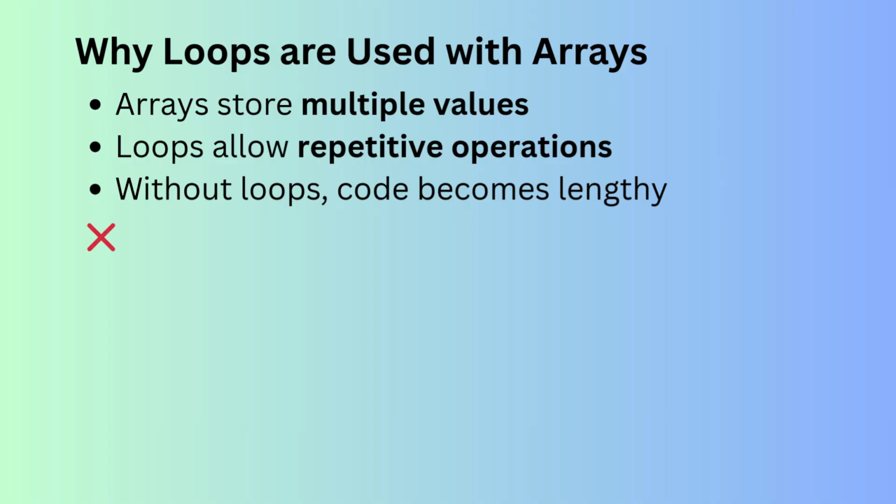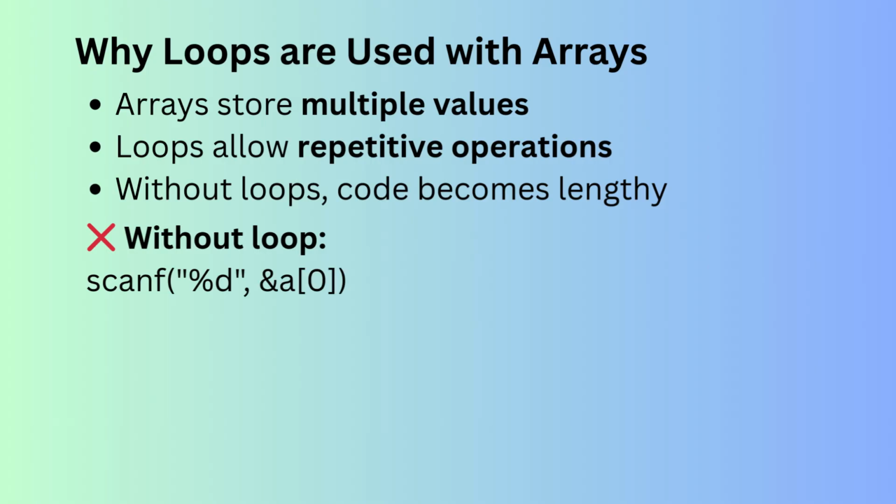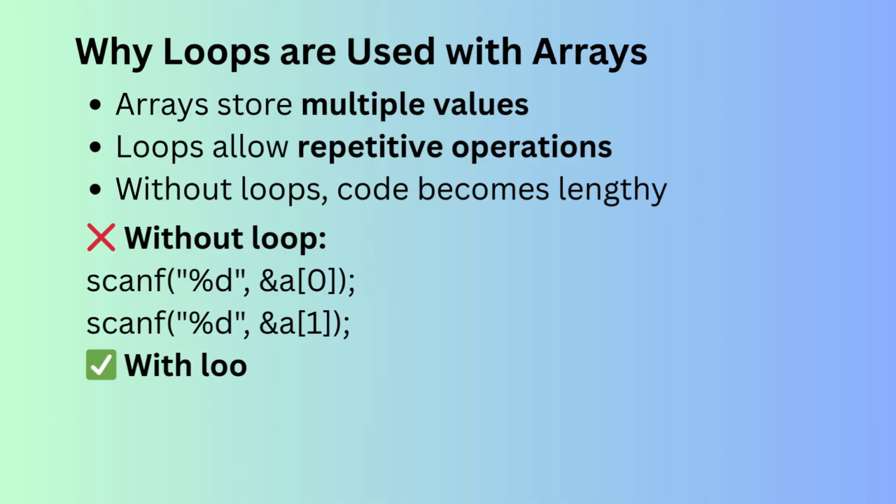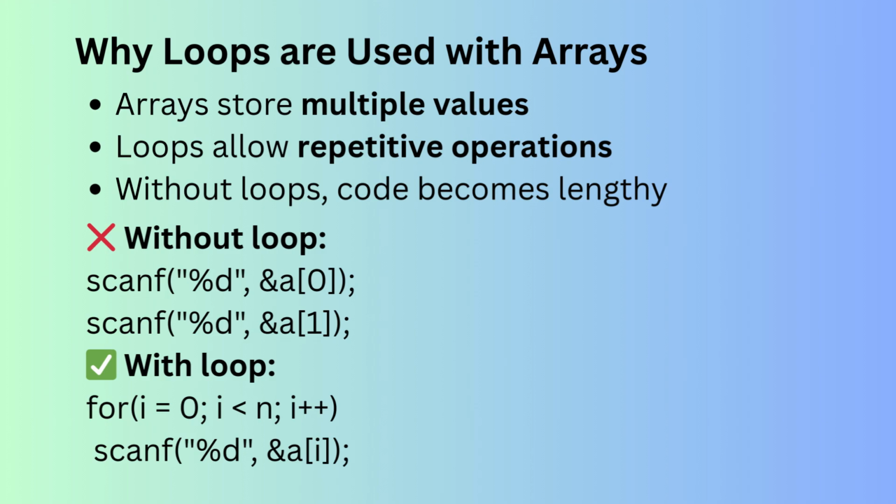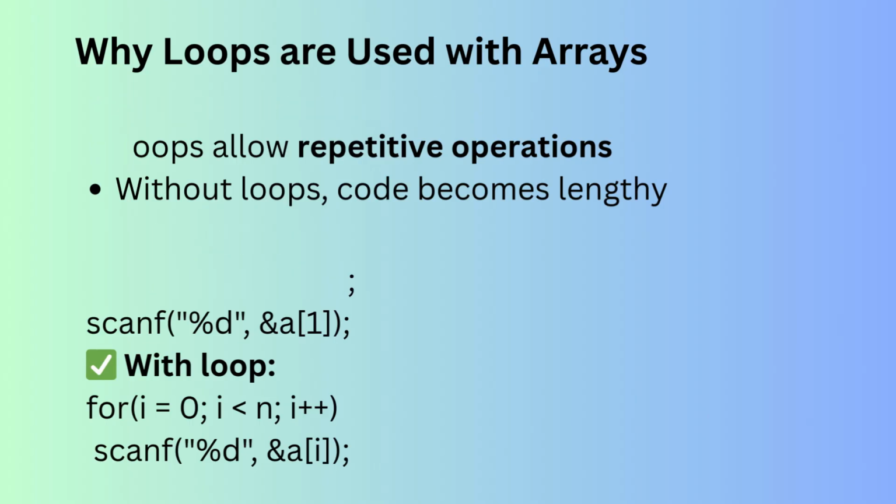Without a loop, we need to take the values for each index position of the array one by one. But when we use a loop, we just write for i equal to 0, and it will continue while i is less than n. Then write this scanf statement. That's okay. So this is the simplest way of taking input into the array using loops.